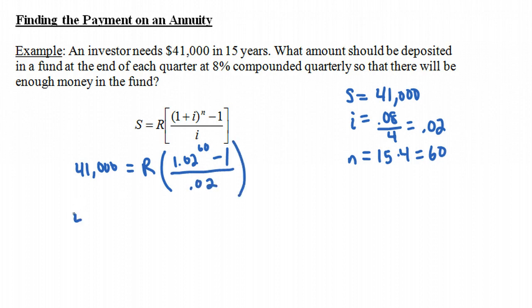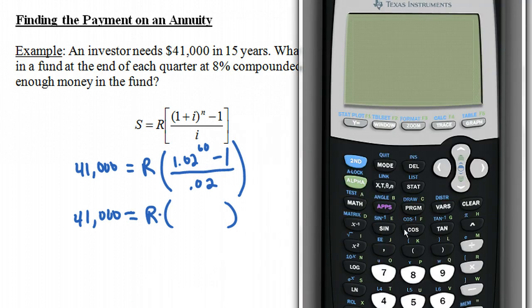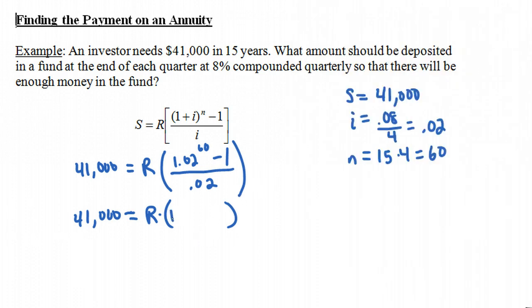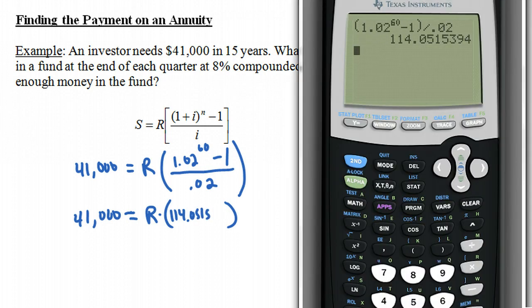Now what I'd like to do is just on our calculator figure out what this is inside the decimal here. So let's type this out in our calculator. Let's put a parenthesis here for the numerator. 1.02 raised to the 60th power. Make sure you get out of the top now. Minus 1. All of that divided by 0.02. And notice we get 114.0515. In fact, let's even take all the decimal places here: 114.0515394.